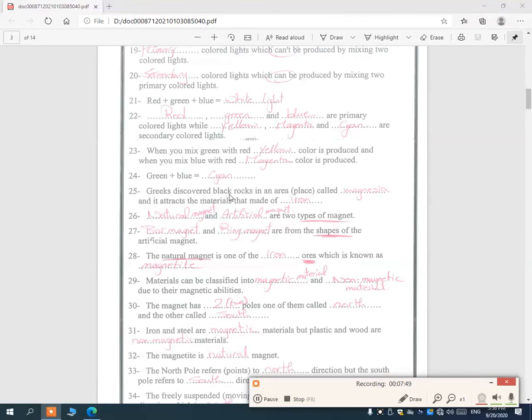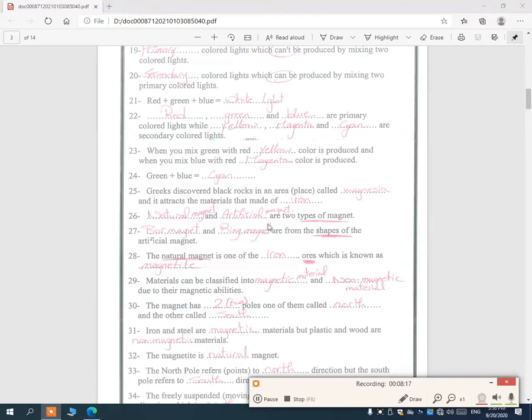Number 25, Greeks discovered black rocks in an area or place called dots. What is the place where the Greeks discovered the magnet, or black rocks? It's called Magnesia. And it attracts materials made of what? Made of iron.